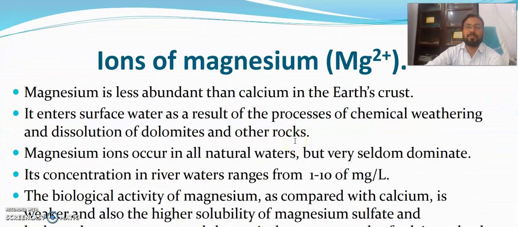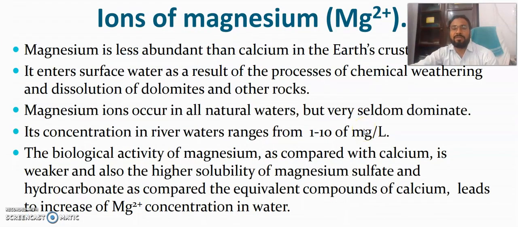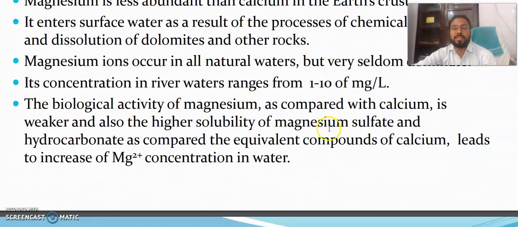Now, ions of magnesium. Magnesium is less abundant than calcium in the earth's crust. It enters surface water as a result of chemical weathering and dissolution of dolomite and other rocks. Magnesium ion occurs in all natural water but very seldom dominates. Its concentration in river water ranges from 1 to 10 milligrams per liter. The biological activity of magnesium as compared with calcium is weaker, and also the higher solubility of magnesium sulphate and hydrocarbonate as compared to the equivalent compounds of calcium leads to an increase of magnesium ion concentration in water.